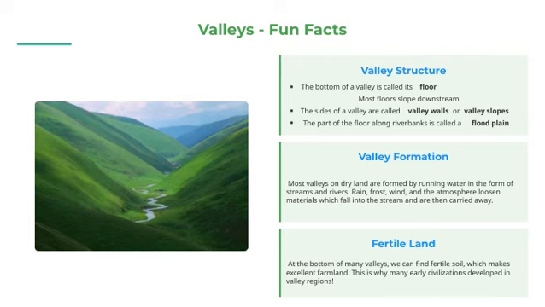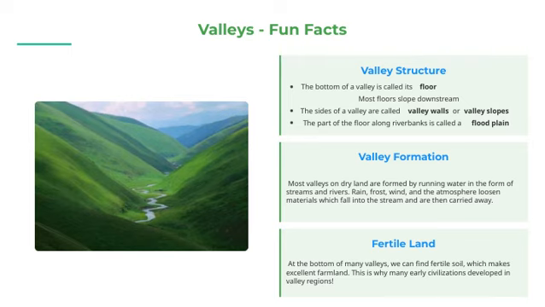Now, how do valleys form? Most valleys on dry land are shaped by running water, streams, and rivers. When rain, frost, or wind loosen materials on the land surface, these materials are carried away by the flowing water, gradually carving out the valley over time. This process is fascinating because it constantly reshapes the landscape. An interesting fact is that the bottom of many valleys contains fertile soil, making these areas excellent for farming. That's one reason why many early civilizations chose to settle in valley regions. They had access to rich land for agriculture.